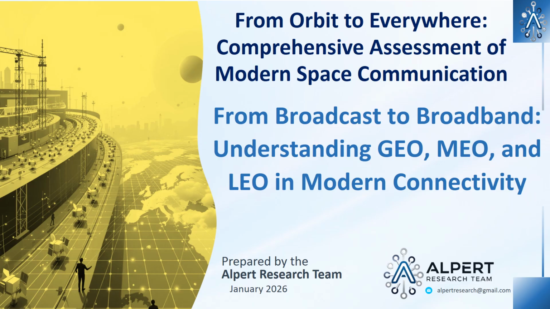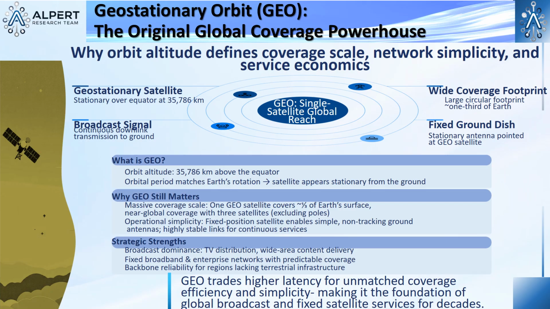The choice of orbit determines everything about the network. The physics of distance dictates the economics, the latency, and the entire network architecture. Let's break down the three primary orbits, starting way out at 35,786 kilometers with GEO.